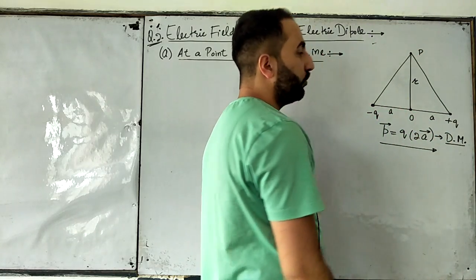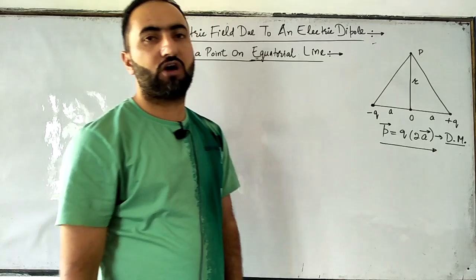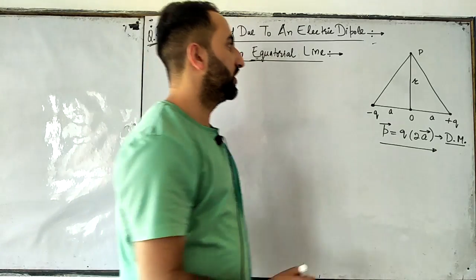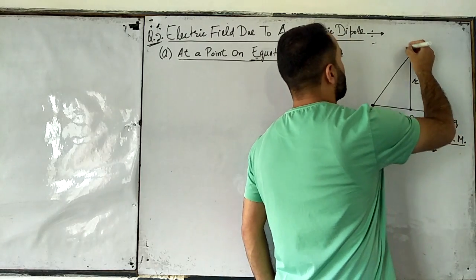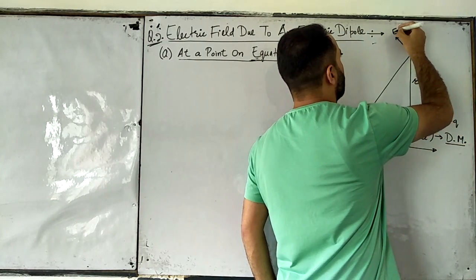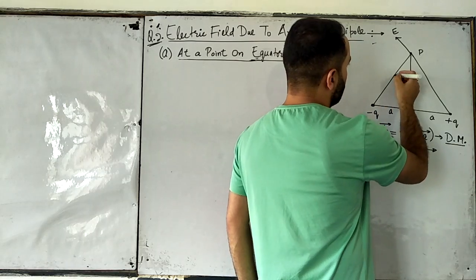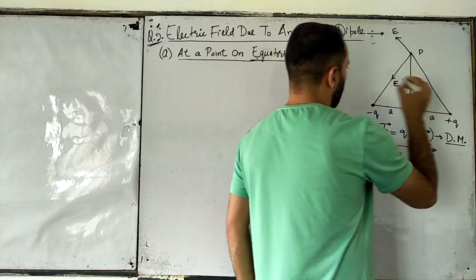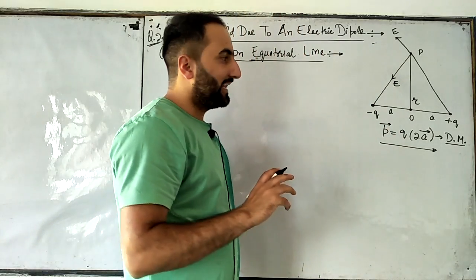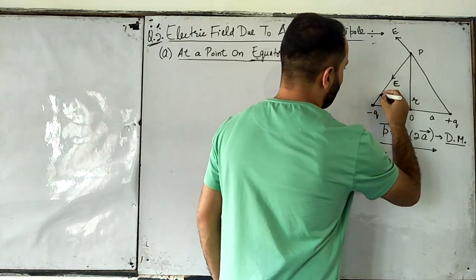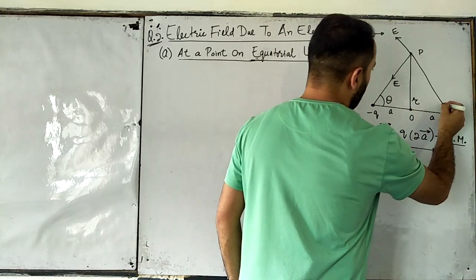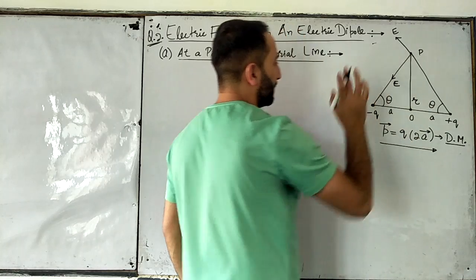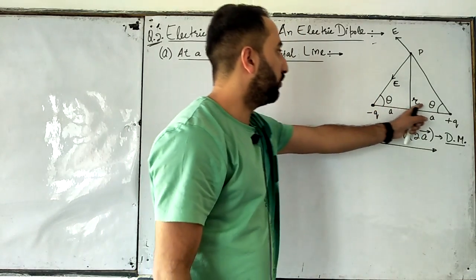Then we know that the electric field due to a positive charge is away from the charge, and the electric field due to a negative charge is towards the charge. So the field because of this will be in this direction, and this is the electrostatic field E. And the field because of this will be in this direction, which is also equal to E. Next I will assume that this angle is theta. If this is theta, what will this other angle be? Theta, simply because this triangle and this triangle are congruent. So this is theta and this is also theta.